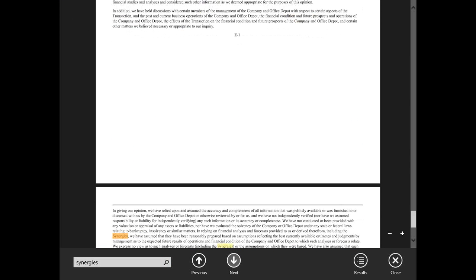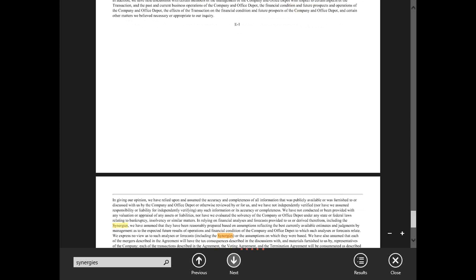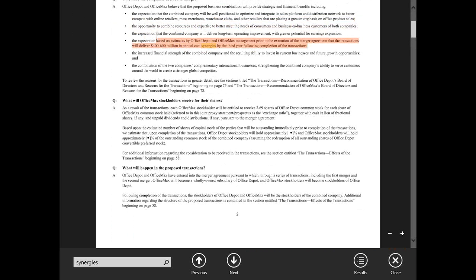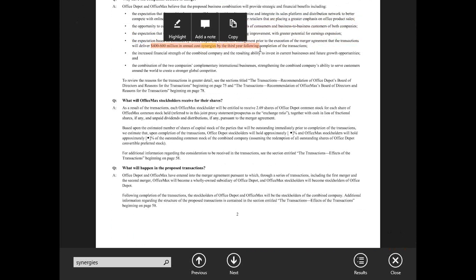Next. And I think, yeah, okay, this is it. They don't get into any more detail. The expectation, based on estimates by Office Max management prior to execution of the merger agreement, is that the transaction will deliver $400 to $600 million in annual cost synergies by the third year following completion of the transaction.